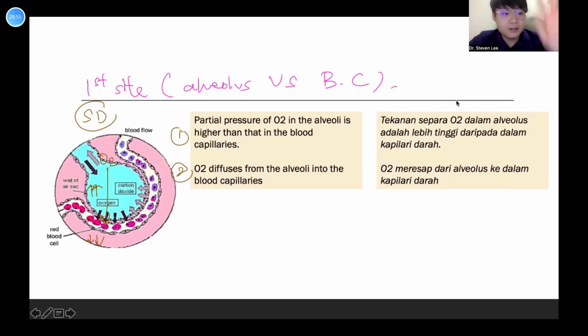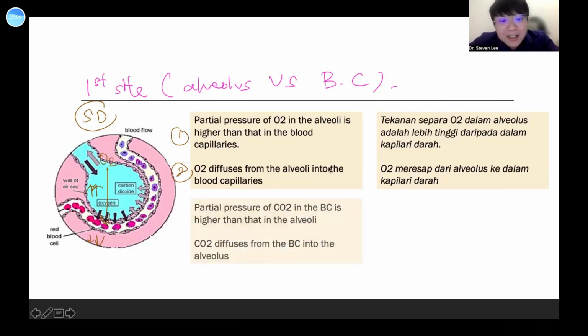Okay, are we done with the alveolus and blood capillaries, guys? Are we done? Say done in capital letter. Done. Are we done? What is not done? Yes, we still have a gas, carbon dioxide.